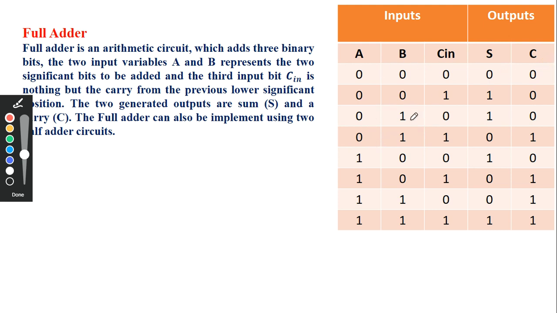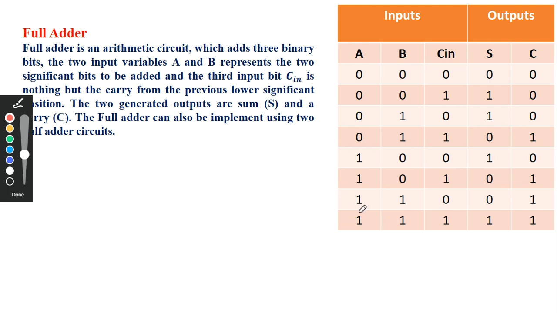Okay, next we will take the case when any two among the three inputs are 1, 1. So here 0 plus 1 will give me 1. This 1 plus 1 will give me sum 0, carry 1. So you can observe that when any two of these three inputs are 1, then sum is 0, carry 1.